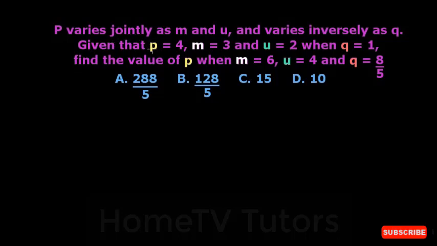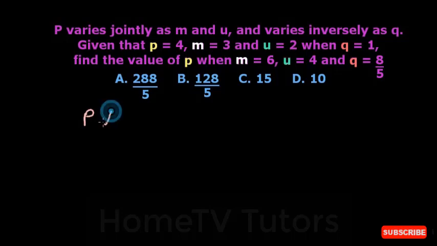P varies jointly as M and U and varies inversely as Q. Given that P is 4, M is 3, U is 2, when Q is 1. Find the value of P when M is 6, U is 4, and Q is 8/5.